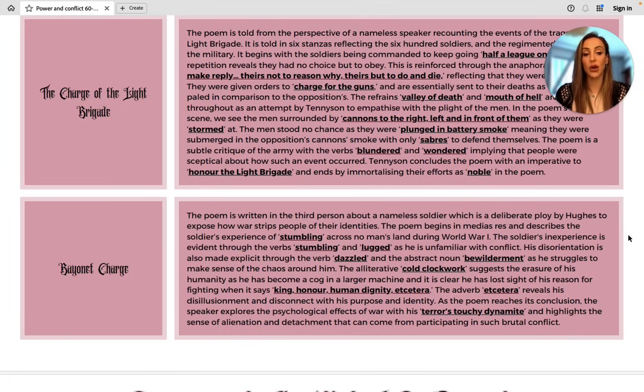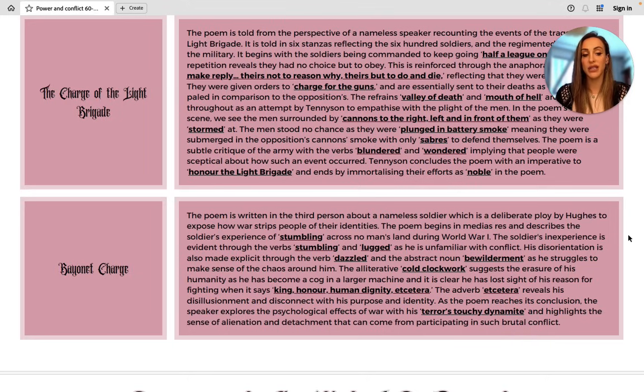The illustrative "cold clockwork" suggests the erasure of his humanity, as he has become a cog in a larger machine, and it is clear he has lost sight of his reason for fighting when it says "king, honour, human dignity, etc." The adverb "etc." reveals his disillusionment and disconnect with his purpose and identity.